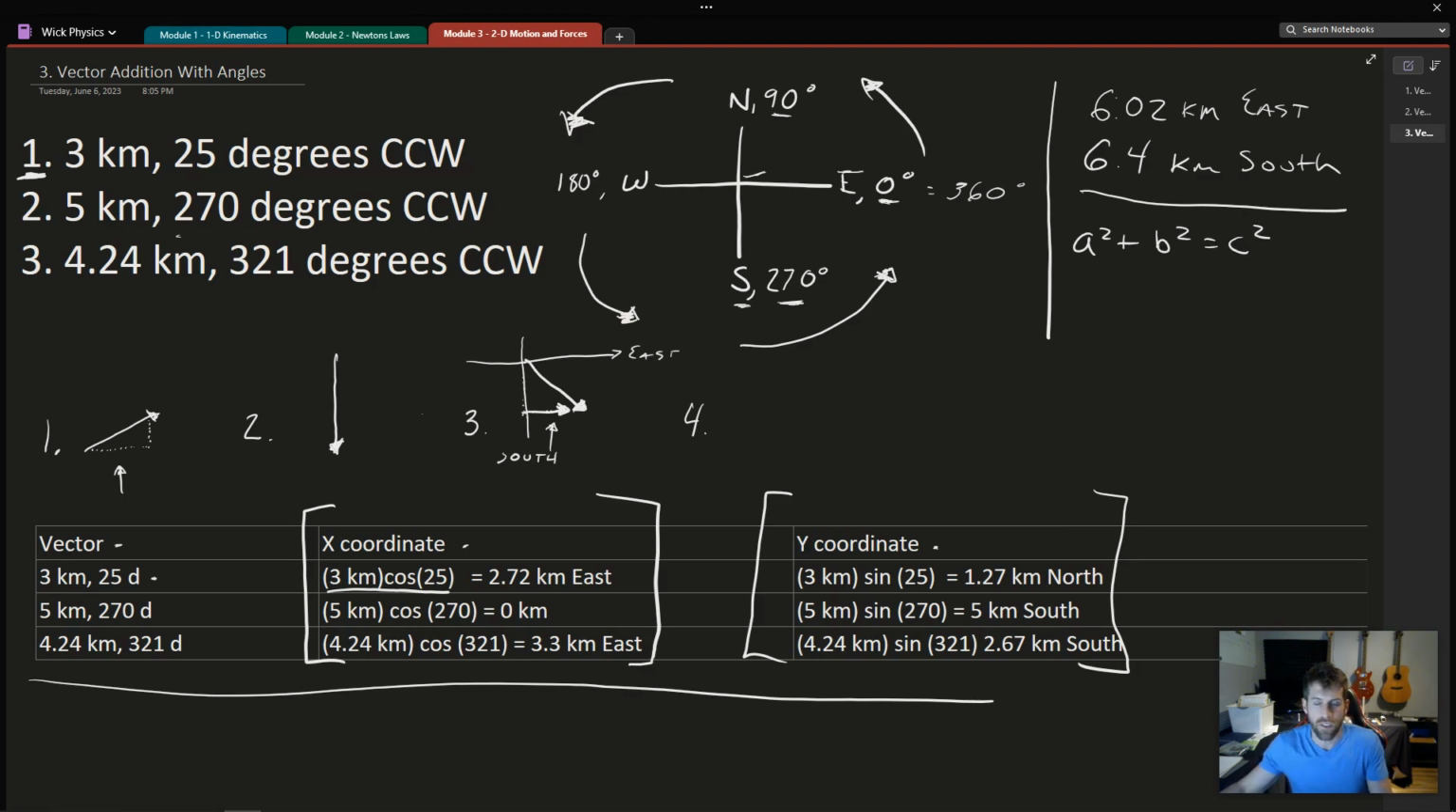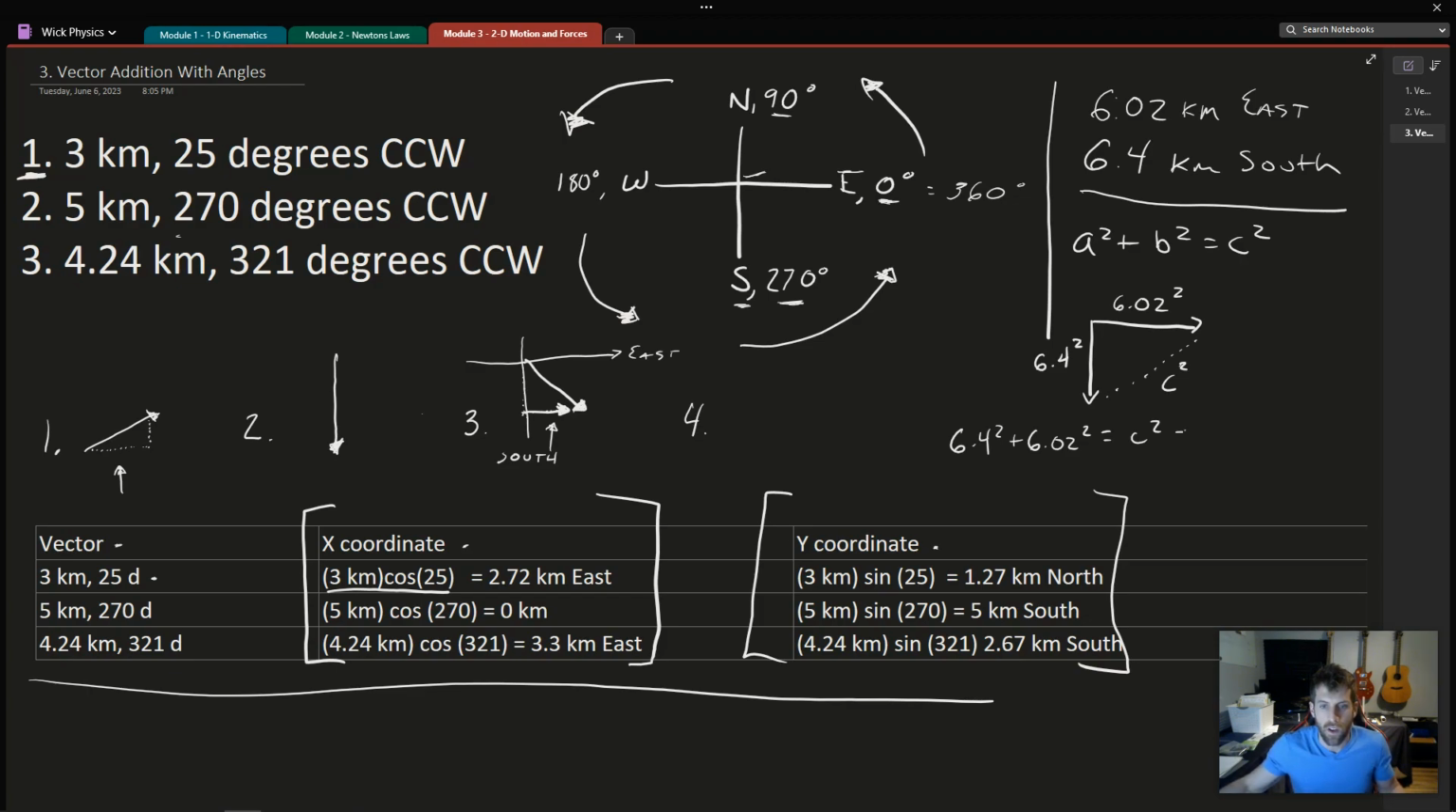So if we wrote this out, say we actually wrote out these two vectors, we have a 6.02 east, and we're going to be squaring that. And we also have a 6.4 squared here. It's going to then be equal to c squared, or the resultant here. So to write this out, 6.4 squared plus 6.02 squared equals c squared. We are going to square those here.